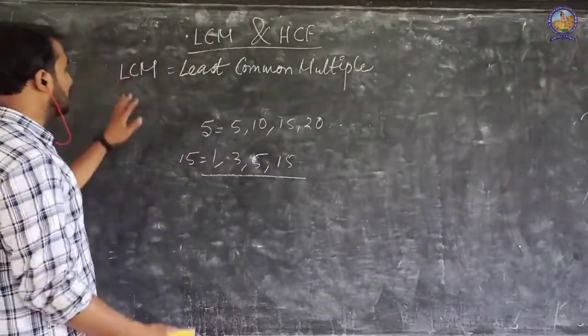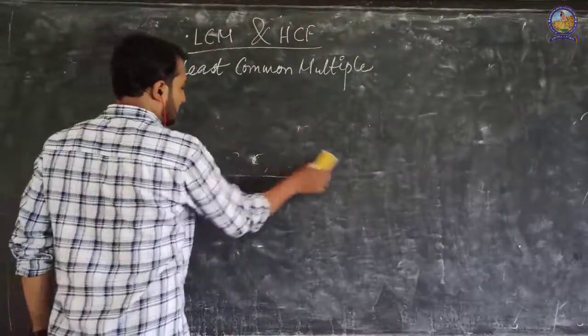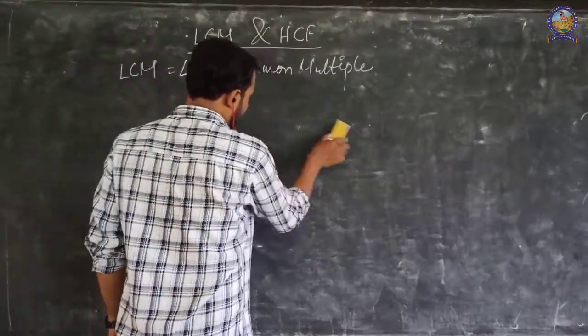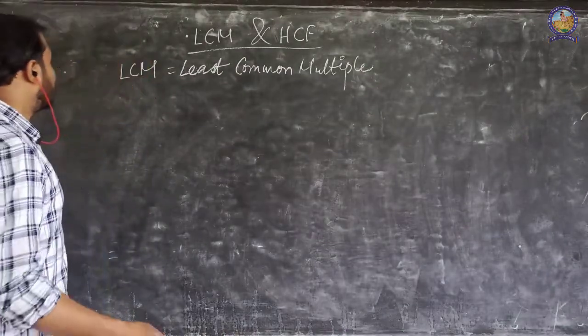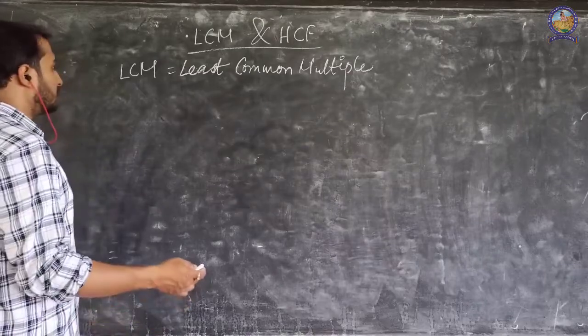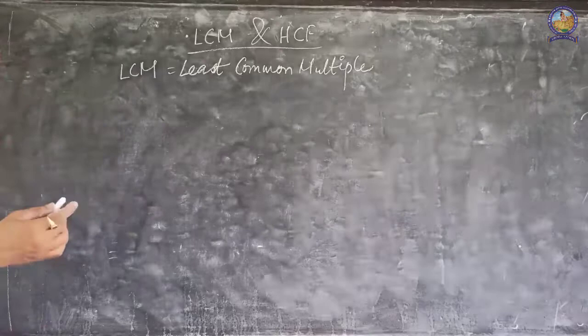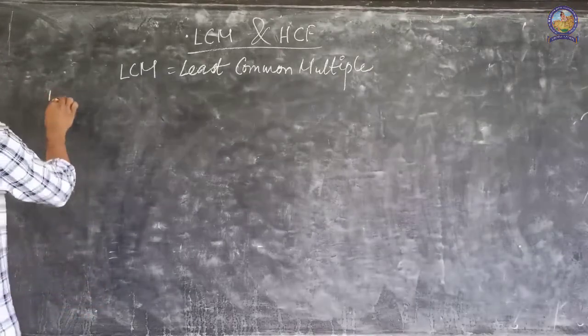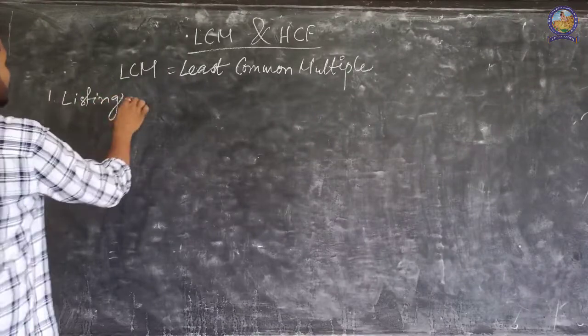So LCM means least common multiple. Here also 2, 3, 4, 5, any number can be there. So let's start with a few numbers. But first of all, to find the LCM, we have 3 different methods or procedures. How can you find the LCM? The first one is the listing multiples method.